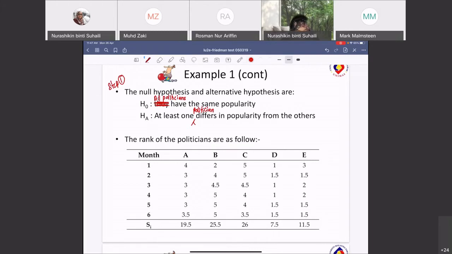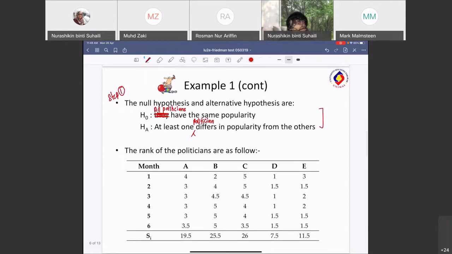Okay, step 1 is to set the hypothesis. All politicians have the same popularity, means there is no difference, right? And for the alternative, at least one politician differs in popularity from the others. Here you can see that it is in the form of sentences. You can have it like this, or you can put the expression. But this one is actually much more proper, because in your report, you should write it in proper sentences. So that's why this one is more preferable.